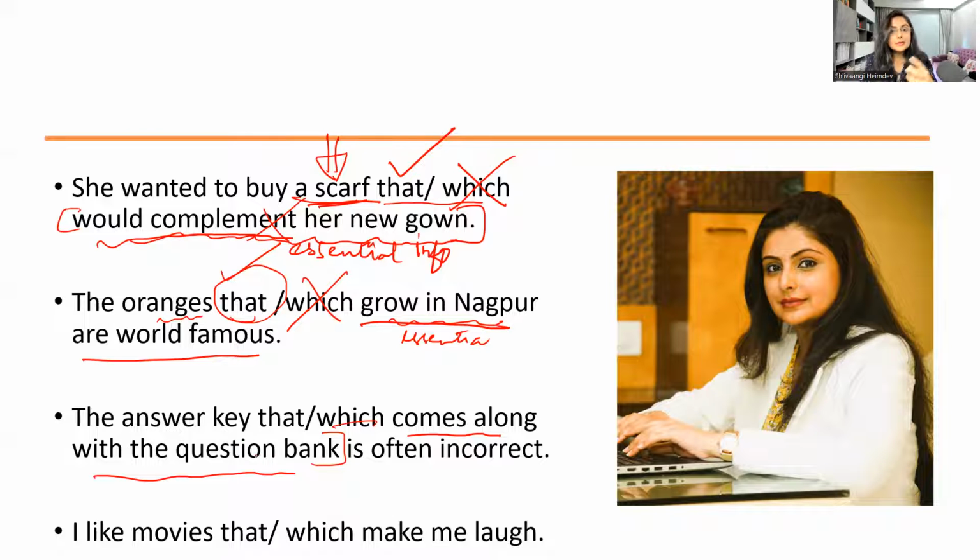Okay. Because it helps me identify the noun, because it helps me relate more to the noun in a complete sense, I will say that and not which. So the answer key, because I'm talking about a particular answer key, I'm not talking about any answer key, but I'm very specific about which answer key. The answer key that comes along with the question bank is often incorrect. Okay, so that is absolutely correct over here, which is not correct because we are not introducing any additional information. We are introducing essential information which will help us relate more with the subject, the answer key.